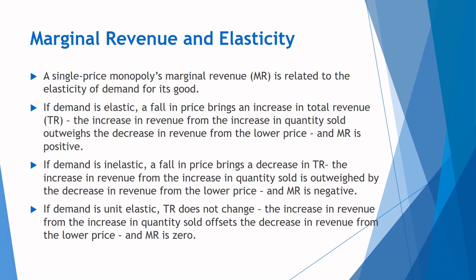Hello everyone. We will be discussing single price monopolies, pricing and output strategies in this lecture. Let's start with marginal revenue and elasticity. Marginal revenue is the change in total revenue that occurs when the sale of output increases by 1 unit.